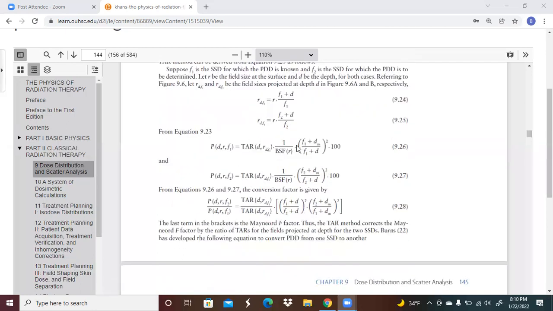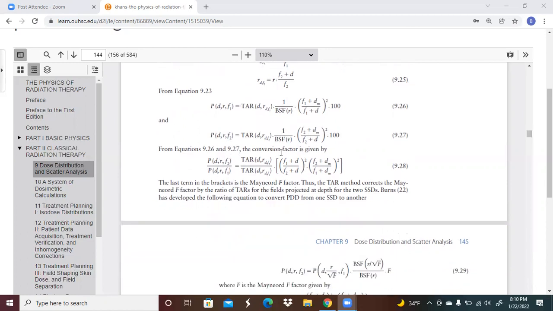So from the equation that we built before, and the fact that we're looking at two different SSDs, all we have to do is go through and change F1 and then F2. The conversion factor here for PDDs is basically going to be the ratio of these two.